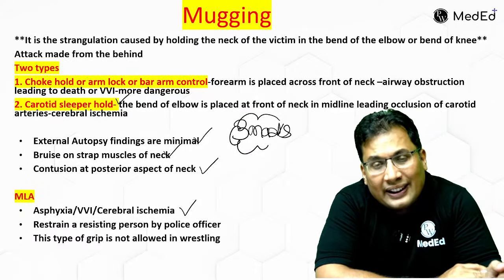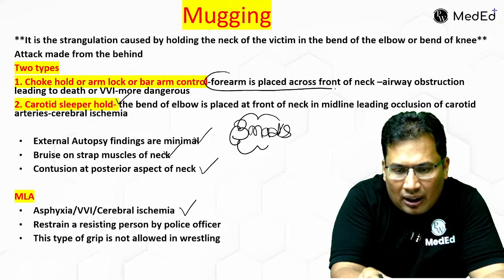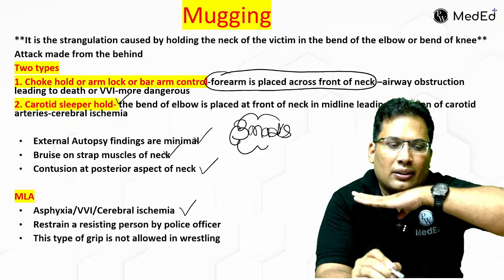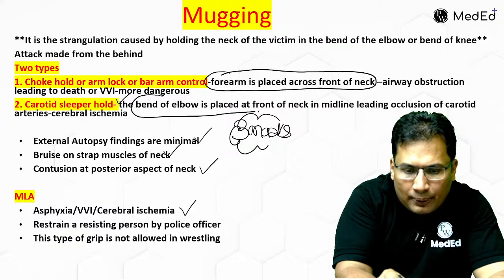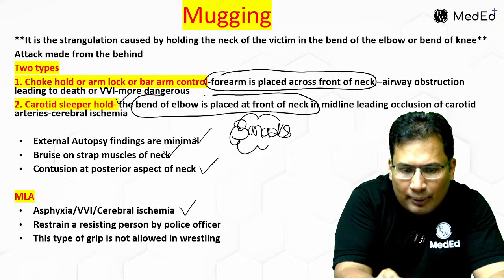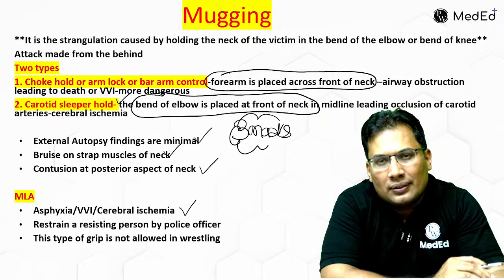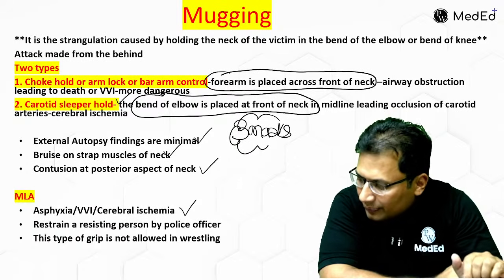The second one is the carotid sleeper hold. If the forearm is placed across the front of the neck, like this, that is a choke hold. If the bend of the elbow is placed at the front of the neck in the midline, that is known as the carotid sleeper hold. There are 2 types.